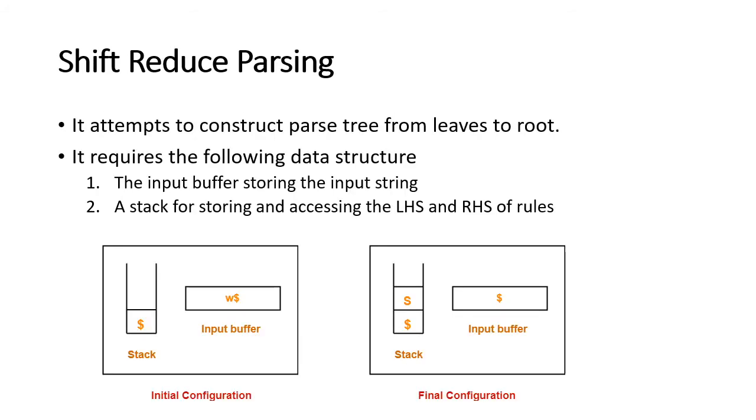So let us come to the first type of bottom up parsing. The first type is called shift reduce parsing. It attempts to construct a parse tree from leaf to root. It requires the following data structures: an input buffer and a stack for storing and accessing the left hand side and right hand side of the rule. So this is the initial configuration we should always have.